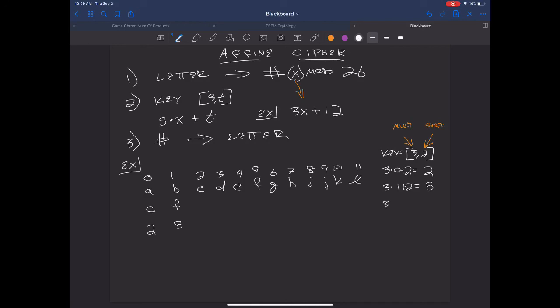All right, what about 2? What about the letter C? 3 times 2 plus 2. So that's 6 plus 2, that's 8. So 2 gets mapped to 8, which means that C gets mapped to I. We'll do one more. D, that's 3. So 3 times 3 plus 2. 9 plus 2 is 11. So 3 goes to 11, which means that D goes to L.